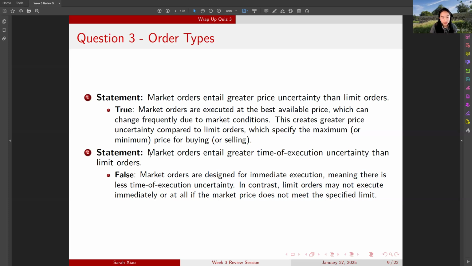And the second one: market orders entail greater time of execution uncertainty than limit orders. This statement is false because market orders are designed for immediate execution, meaning there is less time of execution uncertainty. In contrast, limit orders may not execute immediately; the limit order will be executed only if the price meets the specified limit. So the key thing to keep in mind is that market orders emphasize the speed of execution, but limit orders will only be executed when the price reaches the specified limit. So it prefers price versus speed.